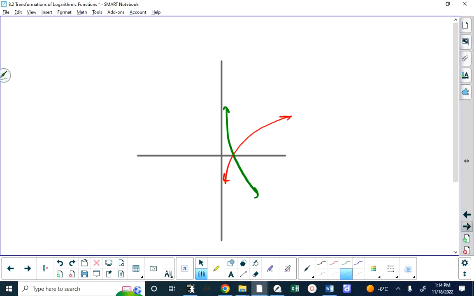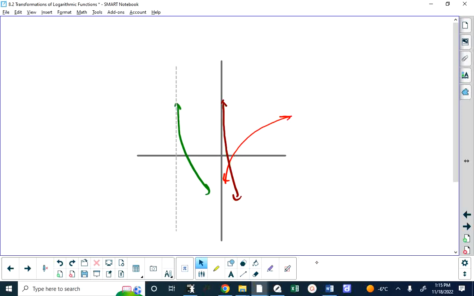What's another thing that happens to it? It stretches horizontally by a factor of 1/2 because b is 2. So what that is going to do is cause this to be even closer to the y-axis. The only other thing that happens is it shifts 3 to the left, which means we're going to have a vertical asymptote over here at negative 3, and the graph will look something like that.